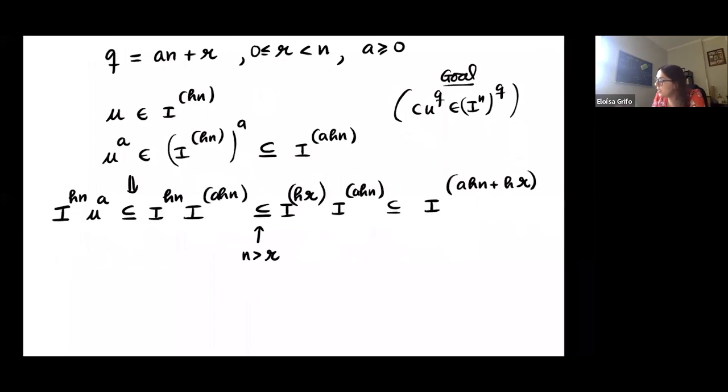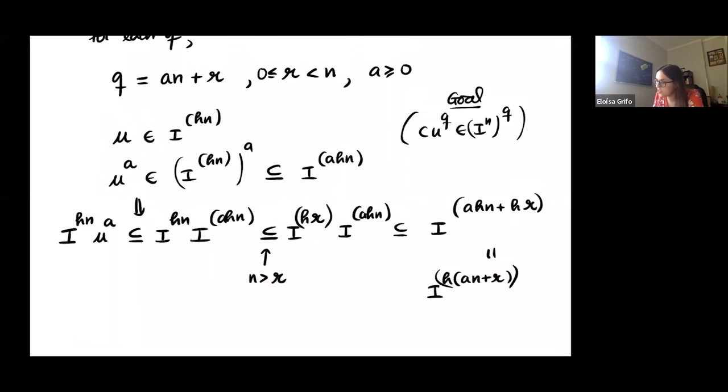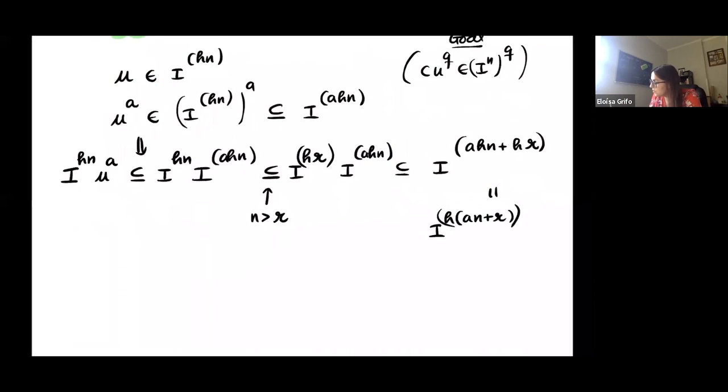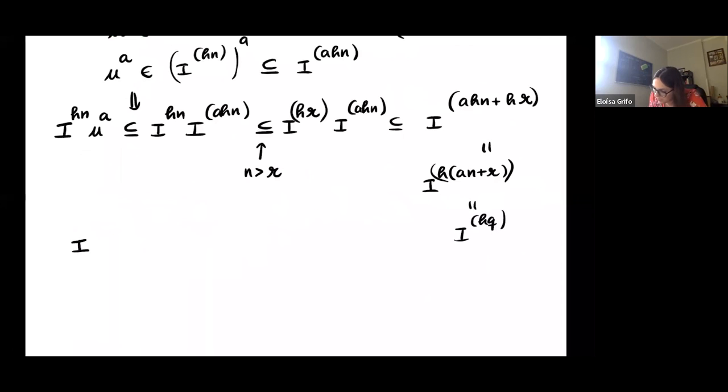Now the beauty of this is that this is I to the H times AN plus R, which is Q. Right, it's up here. This is Q, so this is IHQ. So far, this long string of things tells me that I to the HN, U to the A is in I symbolic HQ.